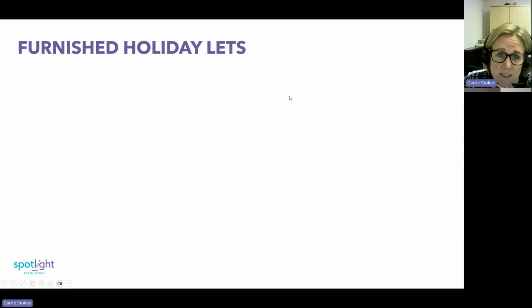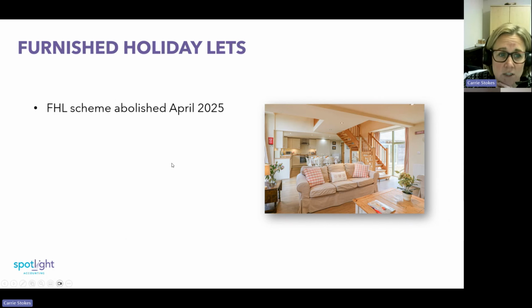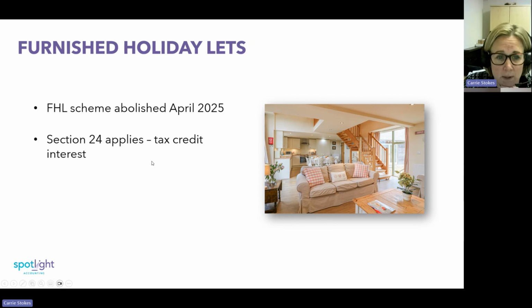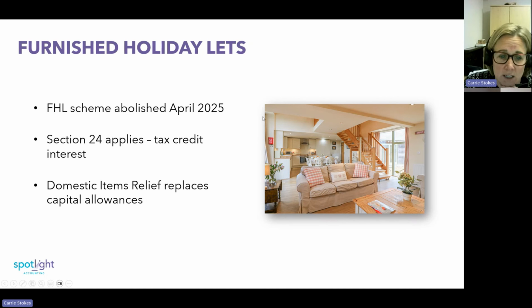Furnished holiday let changes. So the furnished holiday let scheme is being abolished from April 2025. Now at the moment you can deduct interest and you get capital allowances on the furniture and fixings that you spend when you start your furnished holiday letting property. Section 24 is going to apply, so you only get a 20% tax credit on your interest. And domestic items relief replaces capital allowances.